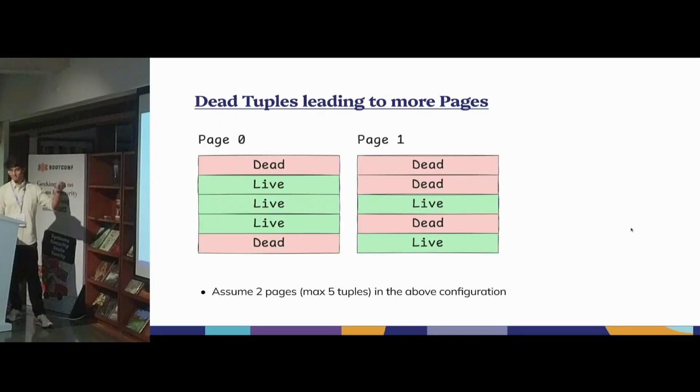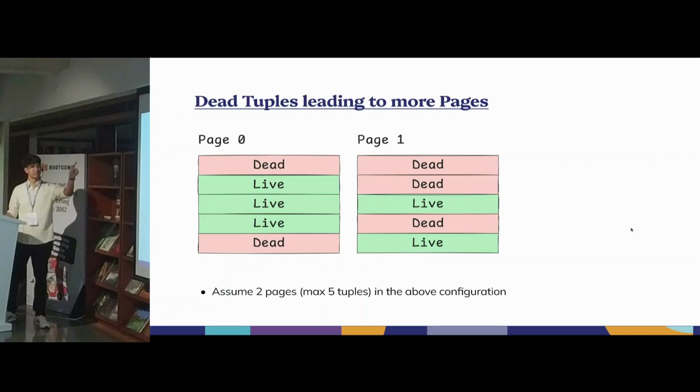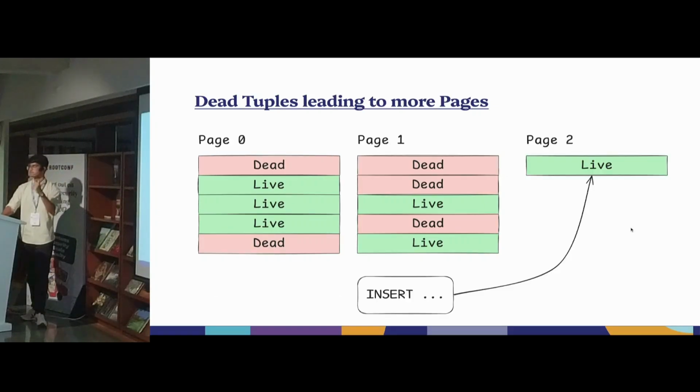There's a small graphic to illustrate this. Assume there are page 0 and page 1, and assume for the sake of this illustration that a page can only store 5 tuples. In this case, if you get an insert, the newer tuple will have to go into a new page, that is page 2. And this will increase the number of pages you have for the table, and that would lead to more possible page faults in the future, leading to higher response time.